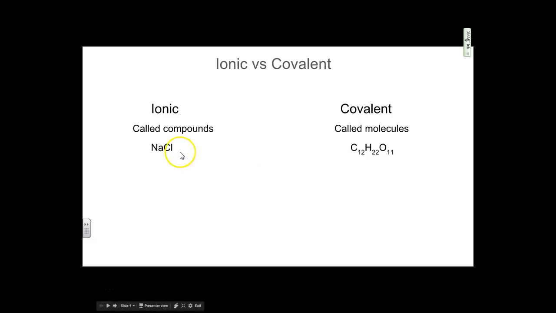Now, we can look at the formulas. You can see in ionic we have a metal and a nonmetal, which is characteristic of ionically bonded substances. We get those oppositely charged ions involved. In our representative molecule here, we have all nonmetals. So this is not made of ions. They are formed with the sharing of electrons.